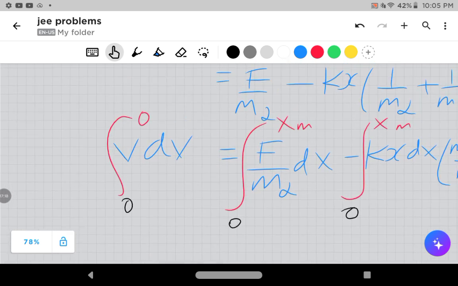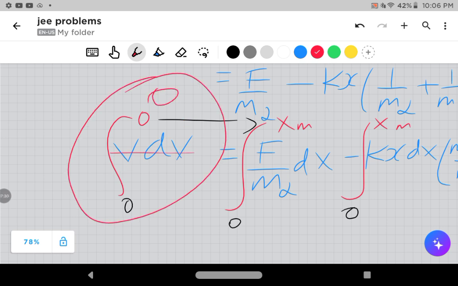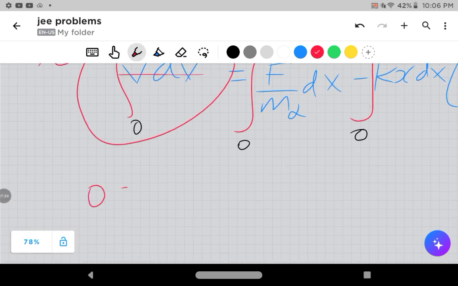At that point, it is maximum elongation. So this whole equation is 0. Then what next? So 0 is equal to f by m2 comes outside. It's x maximum. Am I right? Yes, brother, you're right. F by m2 comes outside.